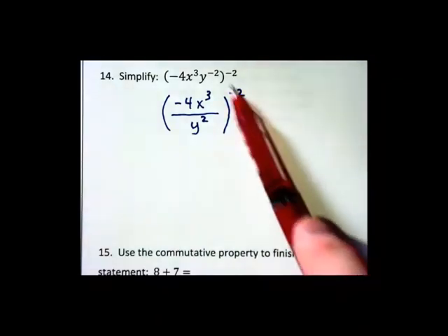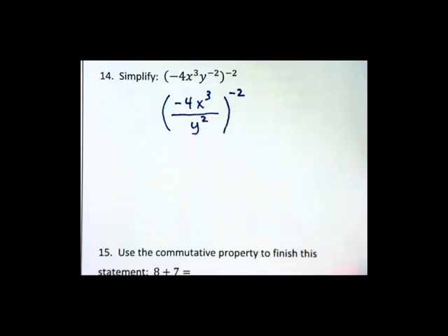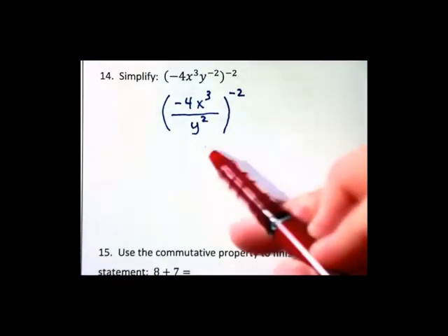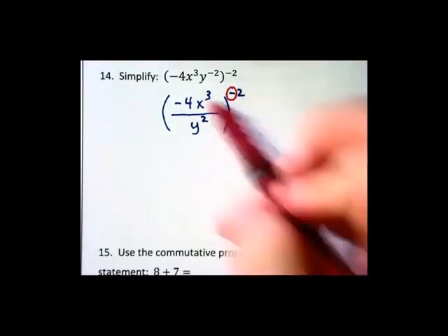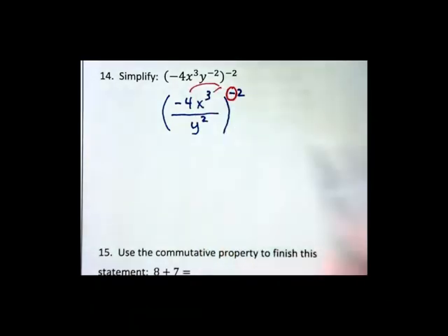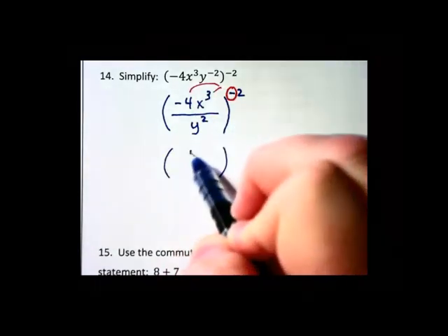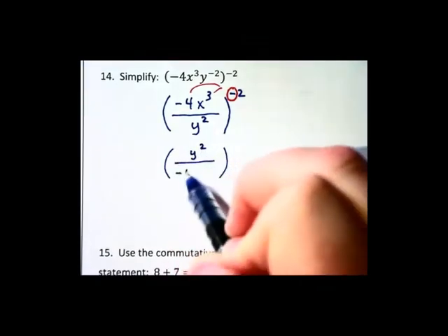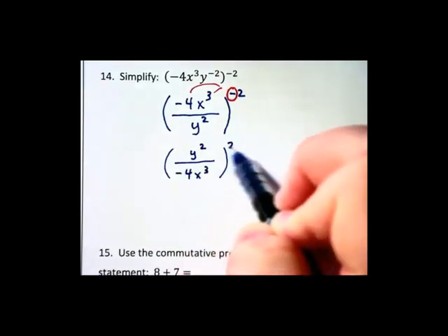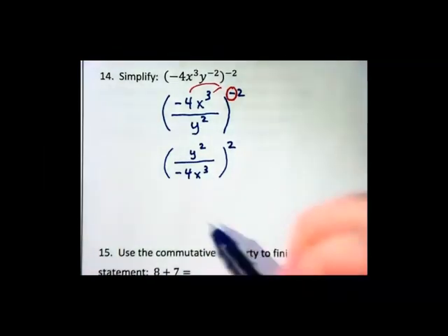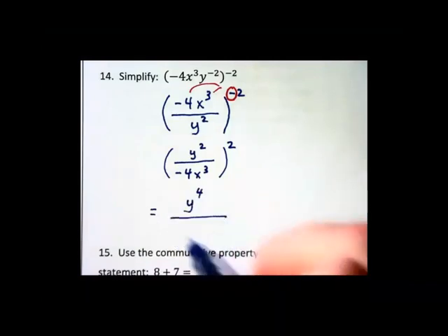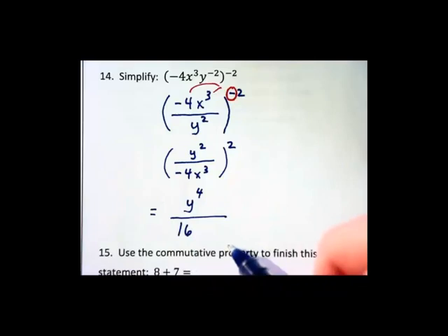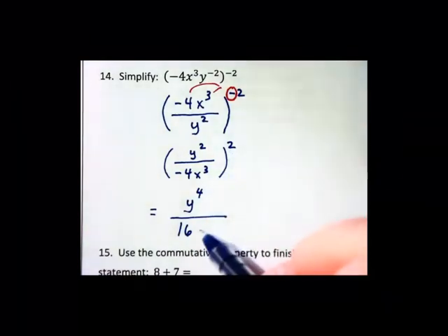When I shower that negative 2 exponent in, everything inside will have a negative exponent, which means everything inside will have to trade places. So instead, what I'm going to do is just use up the negative and not the square, showering it inside. Everything inside is going to flip over. We're going to have y squared in the numerator and negative 4x cubed down below, and that still is going to be squared. Now I can do my squaring and get y to the fourth on top. Negative 4 when squared is positive 16, and when you raise a power to a power you multiply and we get x to the sixth.